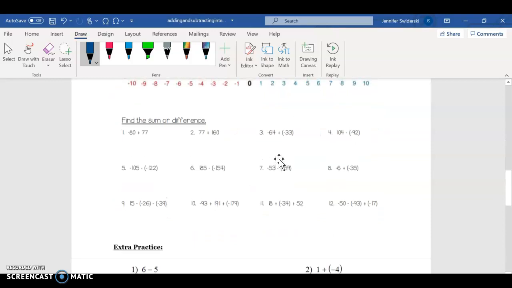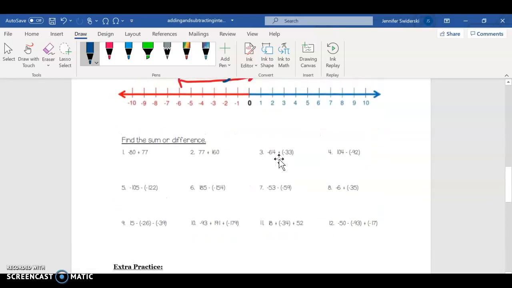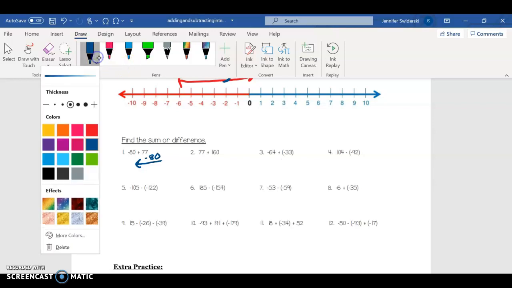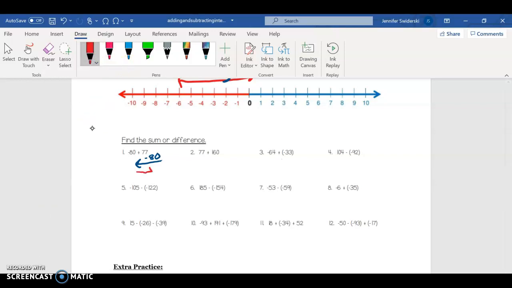All right, down below, I'm going to go over a few of these with you. So number 1, we are adding negative 80 plus 77. So if I go over negative 80 on a number line, I'm going to technically add 77 to that, which means I know I need to keep the sign of the larger absolute value. It's going to be a negative 3 because I still have this much room right here. I still have leftover negatives.